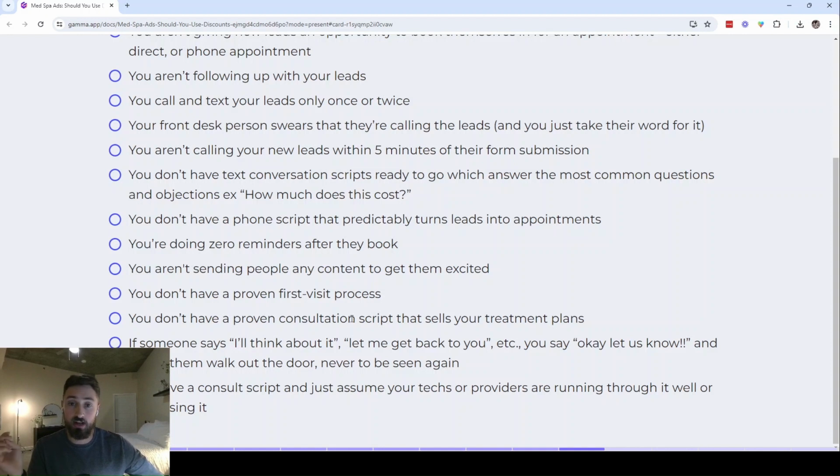You don't have a proven consultation script that sells your treatment plans. If someone says, I'll think about it, let me get back to you, etc., you just say, okay, let us know. And then you watch them walk out the door, never to be seen again. Or you have a consult script and you just assume that your techs or your providers are running through it and using it well, or even using it at all, right?